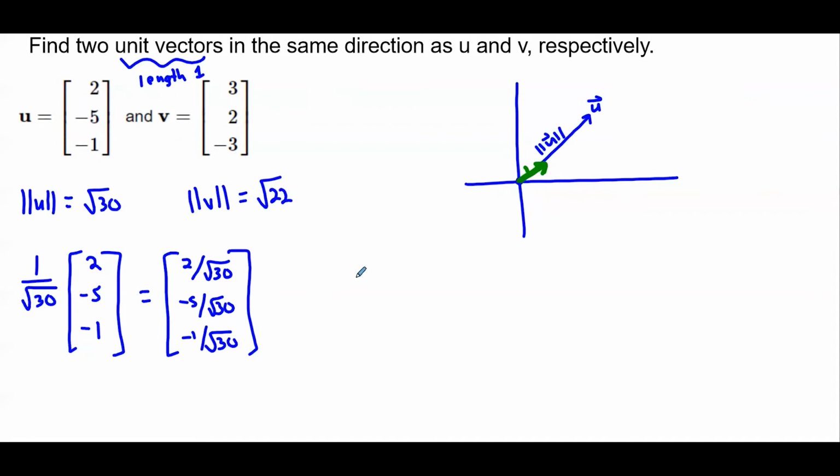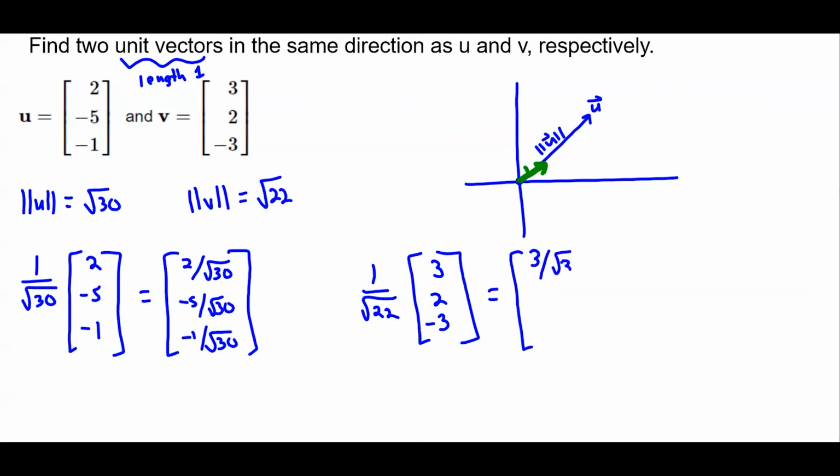Okay, for v, I need to multiply by 1 over square root of 22. And that'll be 3 over root 22, 2 over root 22, and negative 3 over root 22.